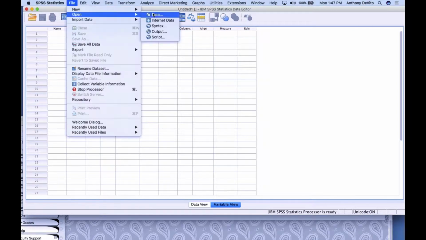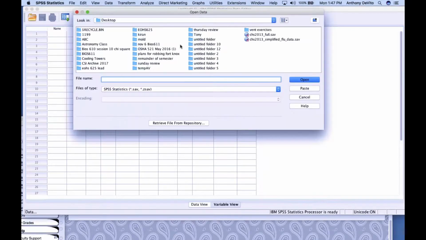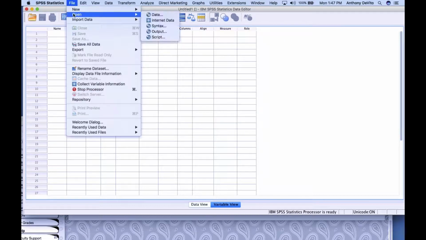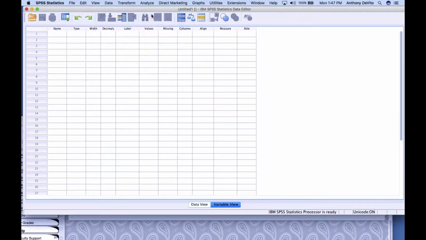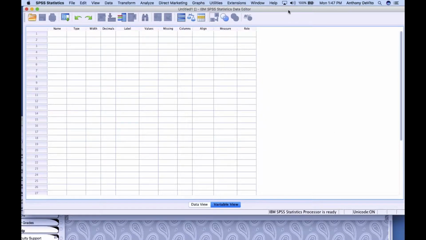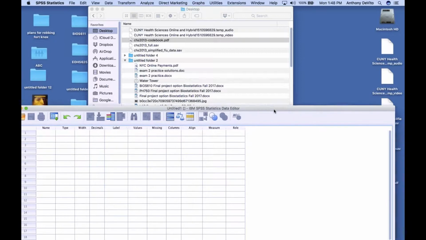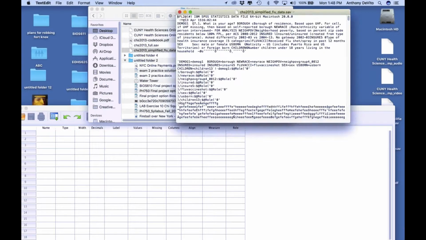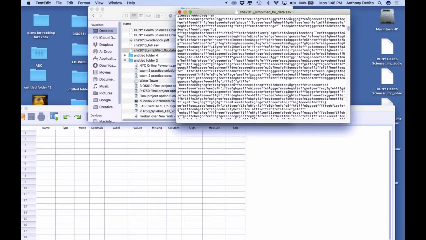Let's try this again. Open. Data. Version. Processor ready. So where's the window? Where'd it go? Some reason it's fighting me. Yeah, there's a file there.